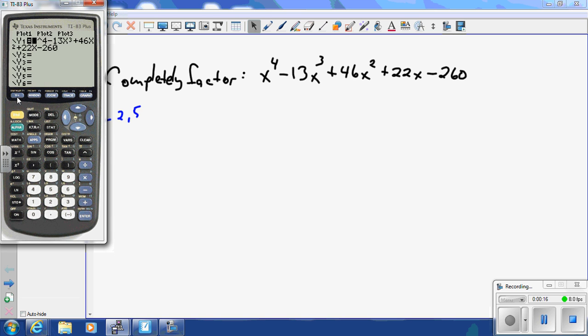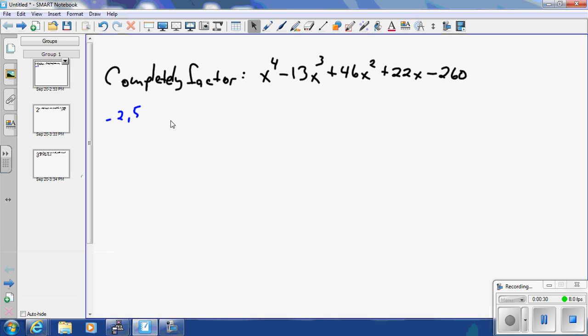So to help us out here to get you started, you put it into y equals. We look at the graph, and I've identified -2 and +5 as real roots. The rest of them are probably going to be complex. So we'll start by doing a synthetic division. I'm going to pick 5 as my starting point here.